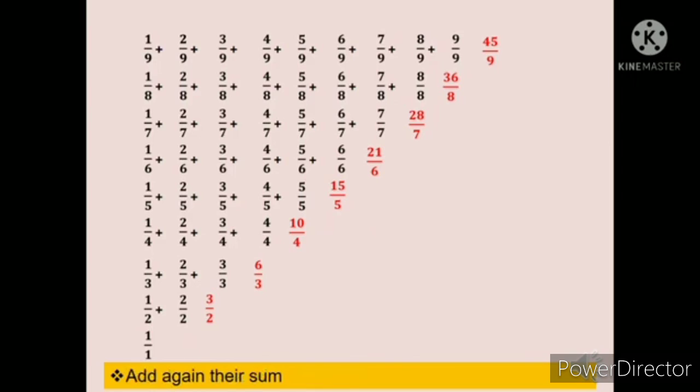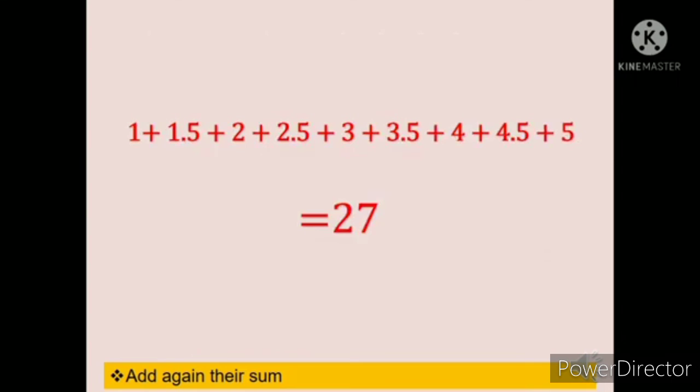After po nito, ipag-add ulit natin yung sum na nakuha natin. So, we have 1 plus 1.5 plus 2 plus 2.5 plus 3 plus 3.5 plus 4 plus 4.5 plus 5, ay makukuha po natin ang sagot na 27. Kaya 27 po ang answer.